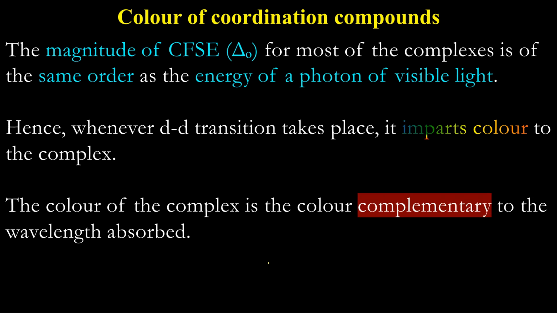Hence, whenever d-d transition takes place, it imparts color to the complex. The color of the complex is the color complementary to the wavelength absorbed. So if the wavelength absorbed is blue, the complementary color will be red, and you will see it as red. If yellow is absorbed, you will see it as green, like that.